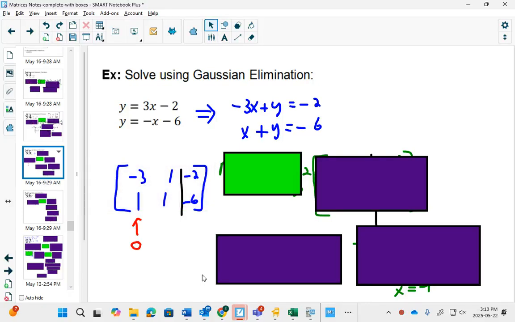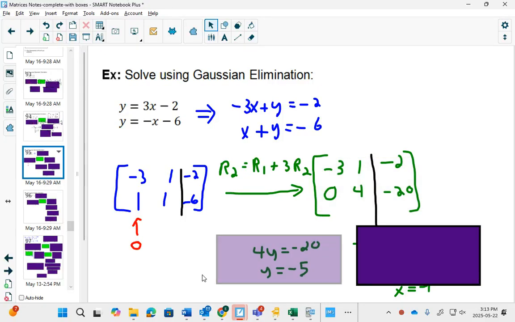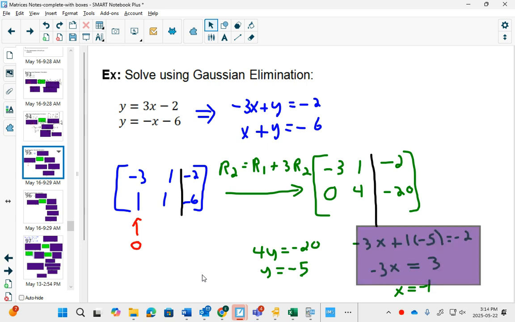First of all, you had to rearrange, right? To get your coefficients and your answers set up. We want to get that one to a 0. So you could do row 1 plus 3 row 2s. Or you could have written it in a different order, that doesn't matter, but that does get me a 0 there, which tells me that 4y is negative 20, and y is negative 5, and then you plug that in, and you get x is negative 1.